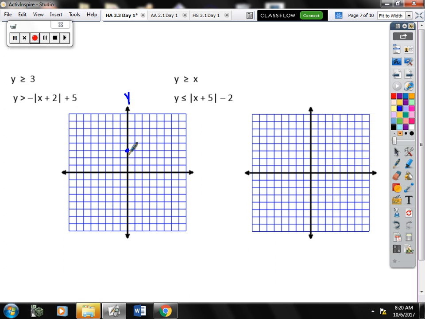Slope is 0. Good. So the slope of this one is technically 0. This is really 0x plus 3. So he's correct. We're going to start at 3 on the y-axis. A slope of 0 means it's a flat line. So this is a horizontal line. And it is going to be solid because we see the equal bar. And we're going to shade greater than, so we're going to shade above this line.